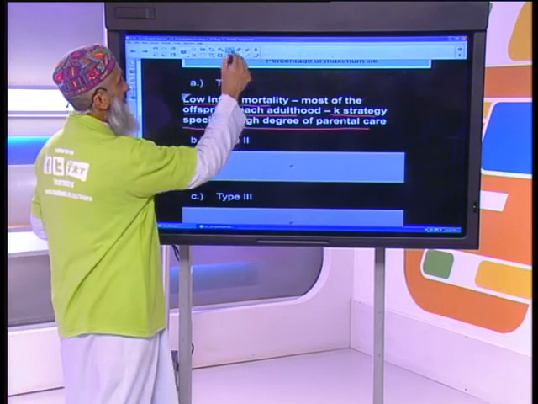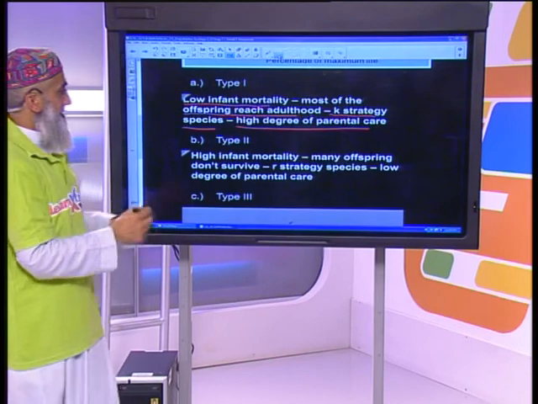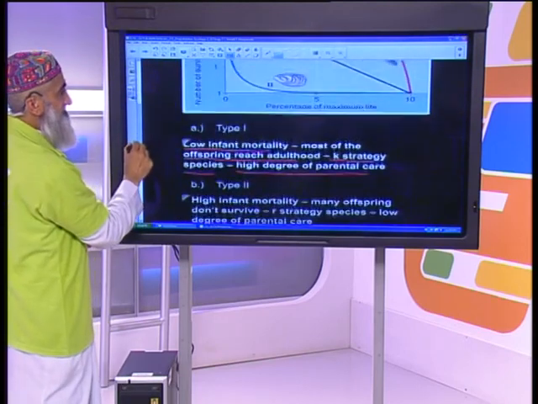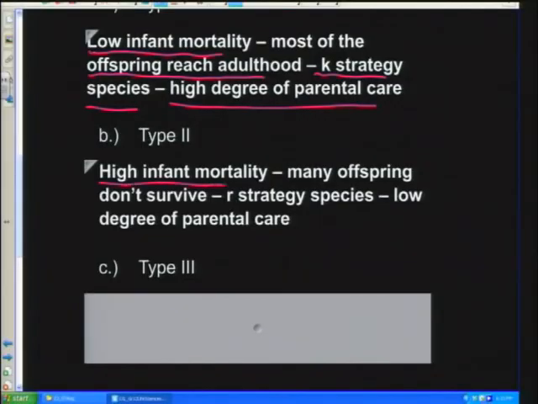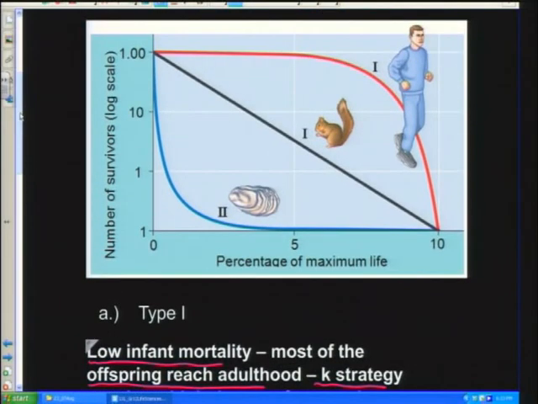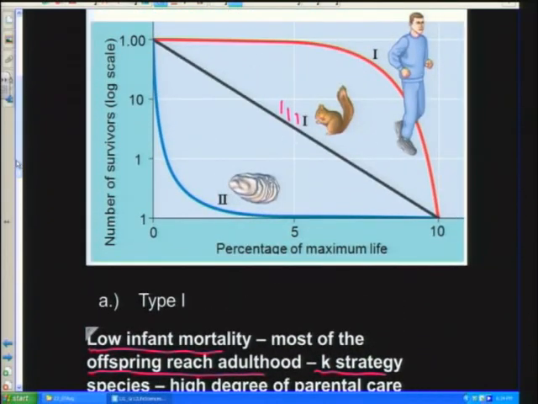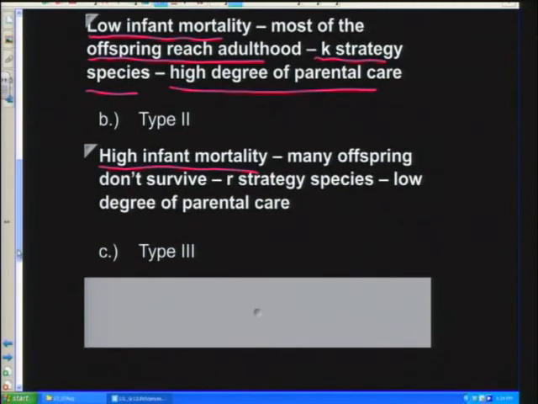Type 2, on the other hand, high infant mortality. Now remember we numbered it 3, but it's number 2 now according to our question, right? So this one will be 3. This one has a high infant mortality. Many of the young are dying.